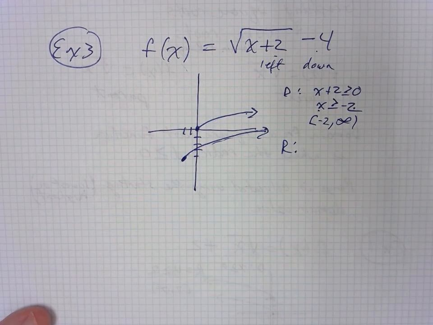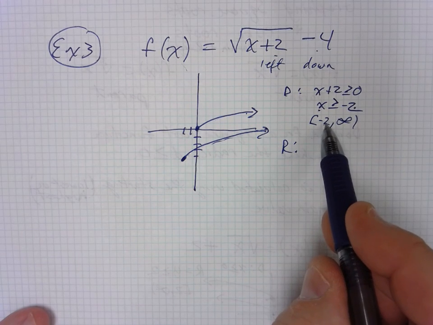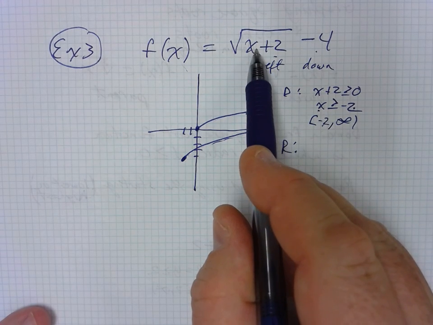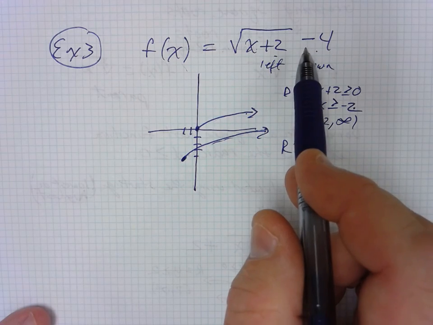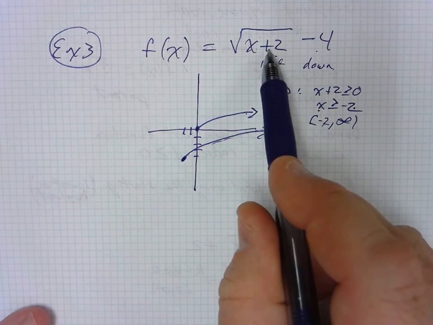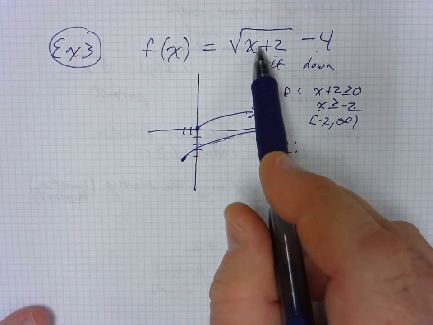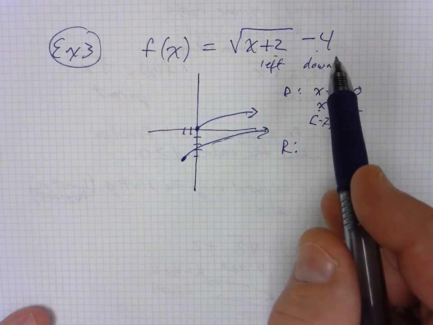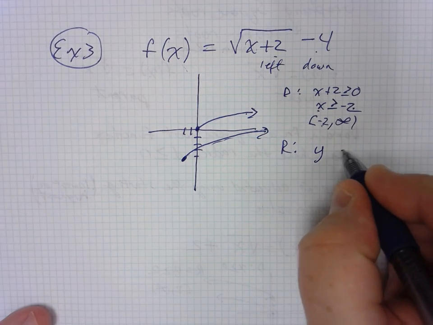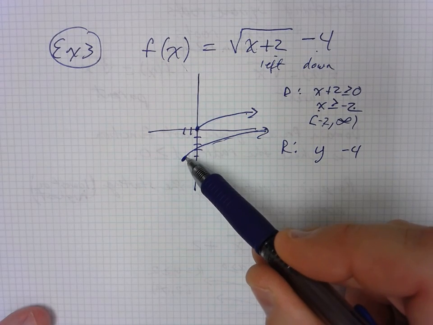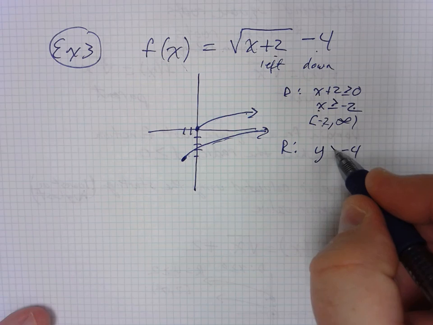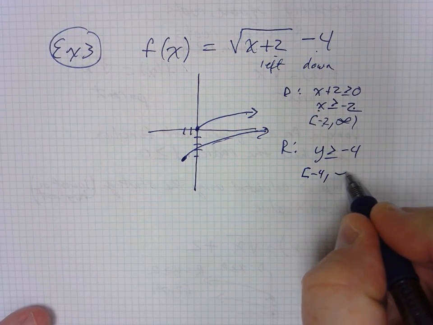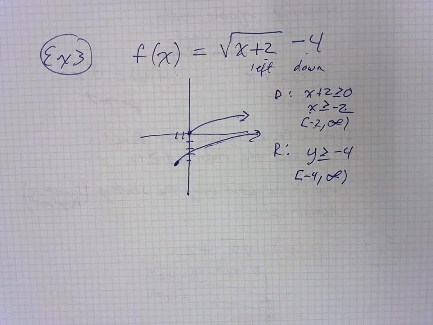Our range values, well, to determine the starting range value, like I have a starting domain value here, I have to take that starting domain, substitute it into the problem, and calculate where my starting range is. So if I take my negative 2, put it in here, I get negative 2 plus 2, which is 0. And the square root of 0 is 0. 0 minus 4 gives you negative 4, so my starting range value is negative 4. But again, my range values are getting larger, so I'm still looking for y is greater than or equal to negative 4. And I could also write that as negative 4 through positive infinity in interval notation.